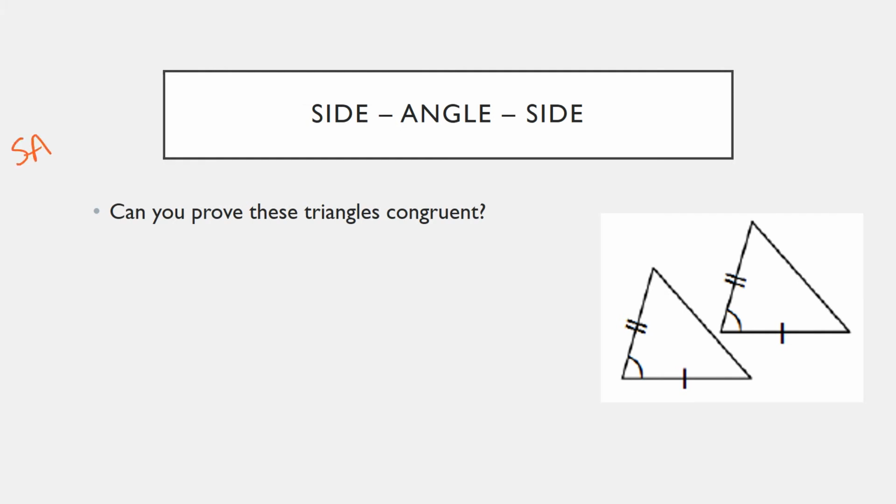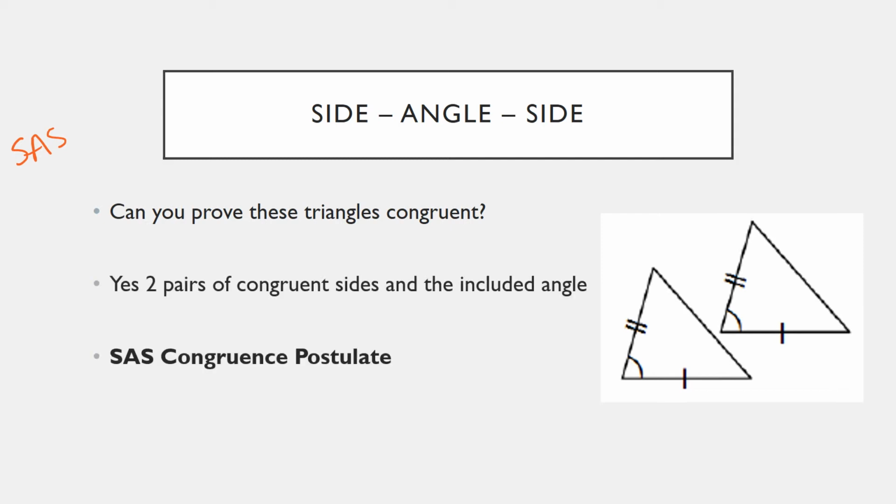We would write that as SAS. If we think back to Billy Bob's, were we able to prove that these two triangles are congruent if they had a side, an angle, and a side congruent to one another? We were able to, so yes, two pairs of congruent sides. Write this down in your tab: two pairs of congruent sides and the included angle. We call this the SAS congruence postulate. S stands for side, A stands for angle. What's important about this one is to show you over here on this diagram, the angle is between the two sides that are congruent. In both triangles, the angle that we're talking about is between the two congruent sides.